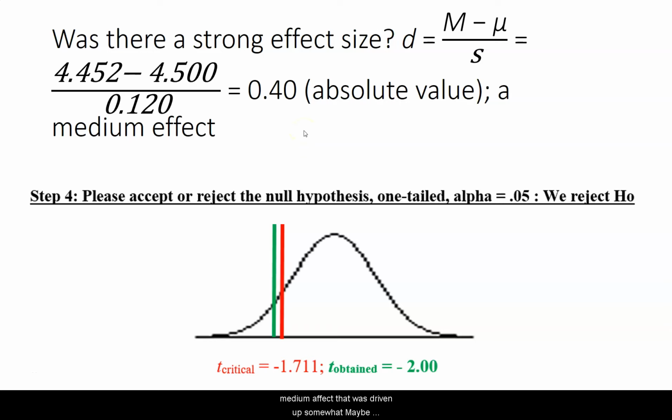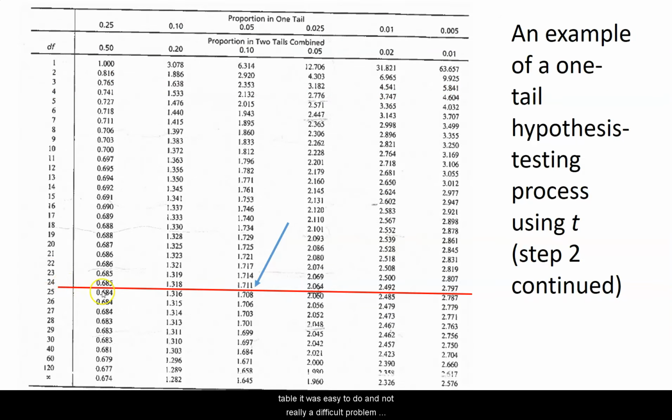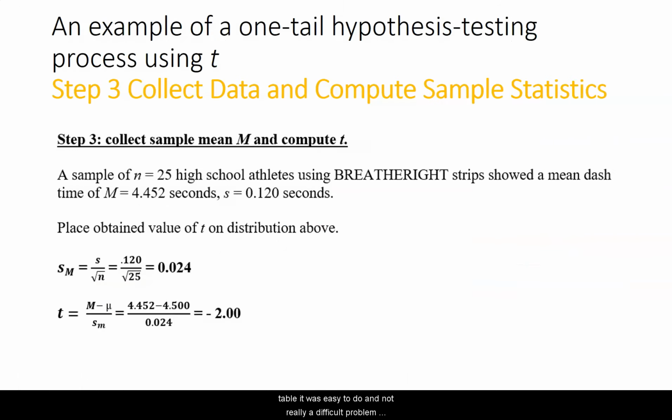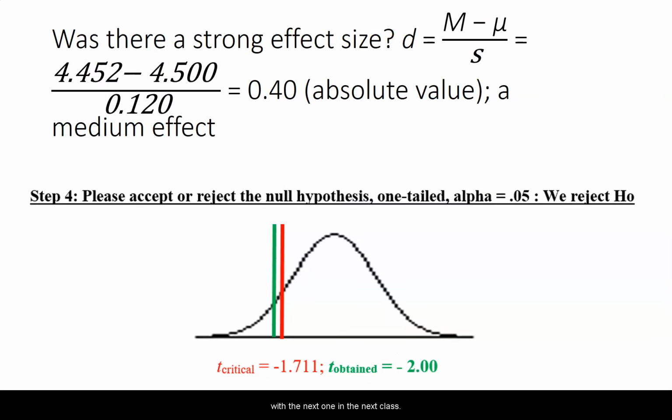It's certainly nothing to sneeze at, but it was just a medium effect that was driven up somewhat, maybe, by a largish sample of 25. But this is pretty much par for the course, and I think particularly on this problem, where the degrees of freedom were actually in the table, it was easy to do. And not really a difficult problem at all from that standpoint. And I think I'll just pick up with the next one in the next clip.